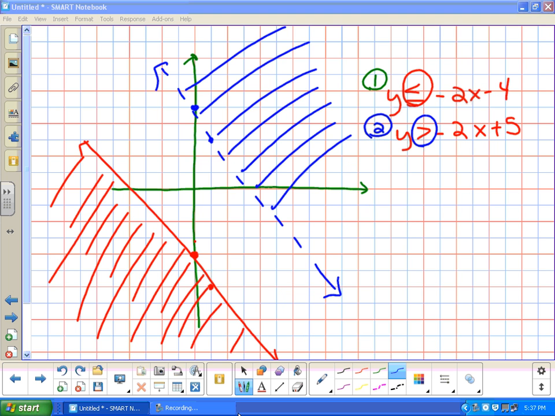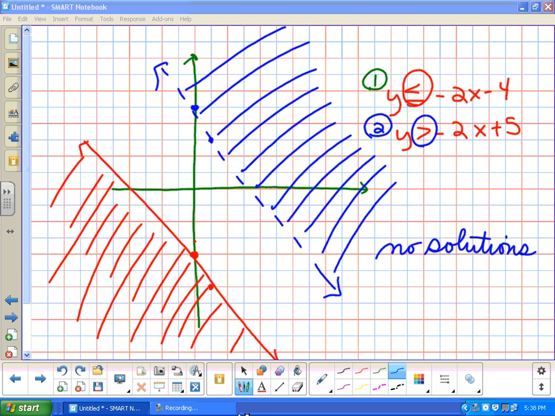Now remember, the solution to a system of inequalities is the double shaded region. There is no double shaded region for this particular system, so we say there are no solutions. That's what happens when you have a set of parallel lines that shade in opposite directions.